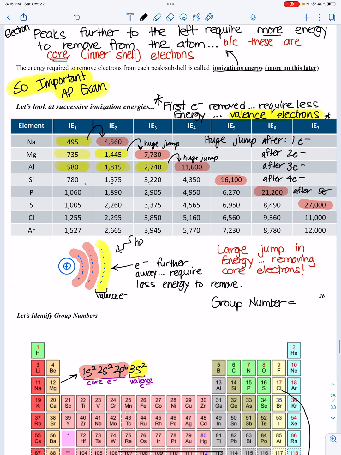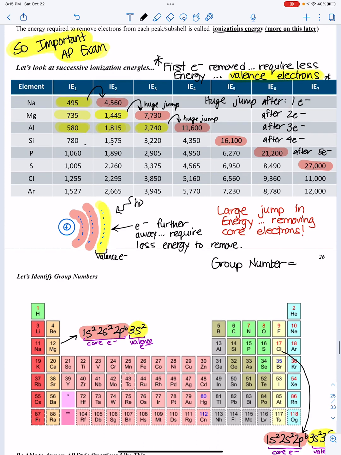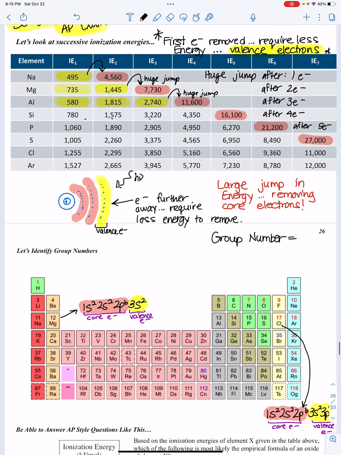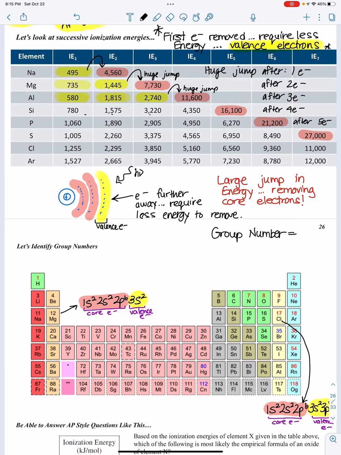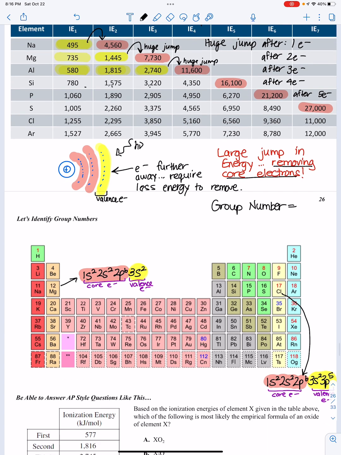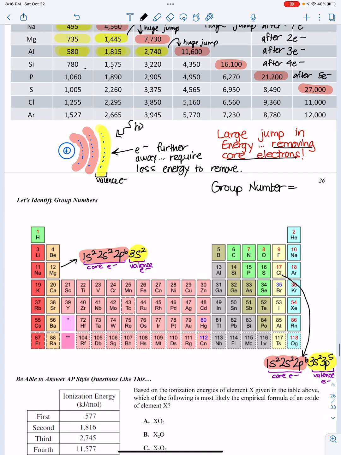Let's put a pause on this for a second and go back to identifying group numbers and trying to connect something that we've talked about in class. These large jumps in energies are removing core electrons. So let's keep that in mind. This red that I have highlighted here is when I first hit core electrons. Let's keep these numbers in mind when I'm going to put some group numbers in.